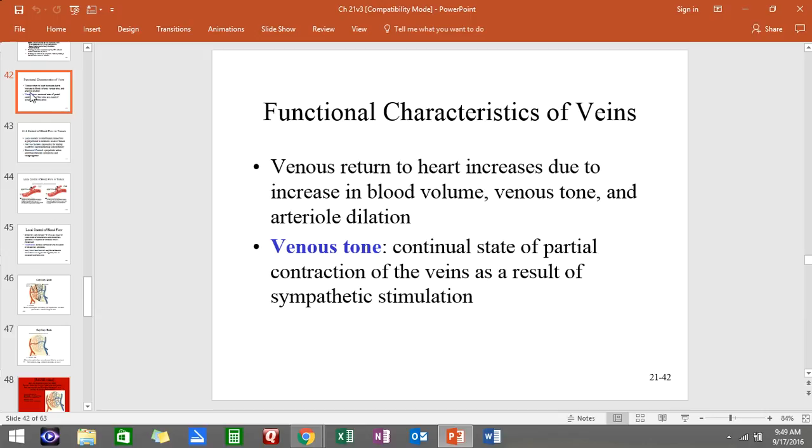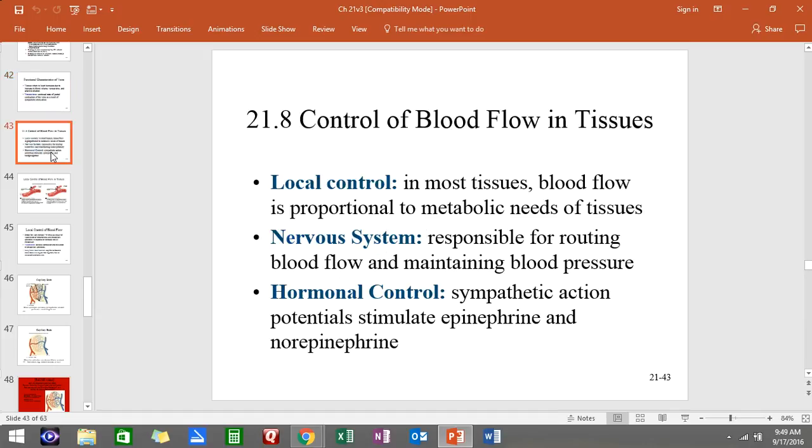Got to keep your blood pressure up. Got to keep blood flowing to the brain. And if I start to do yoga or cartwheels, boy, my body better respond. And that's what venous tone really talks about, this continual state of action and reaction. Think negative feedback loop, think homeostasis. That's what this is all about.